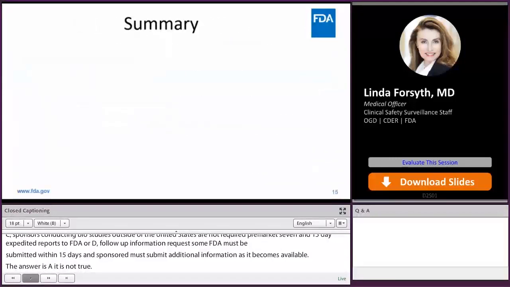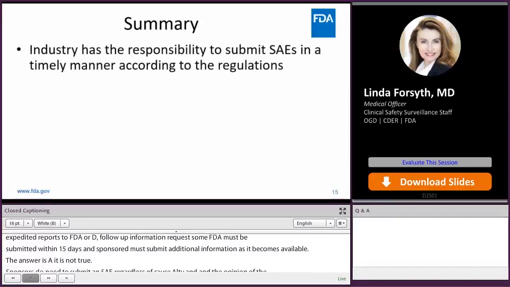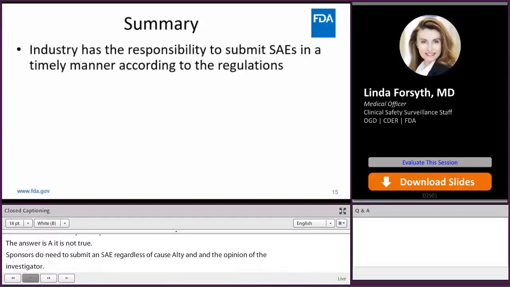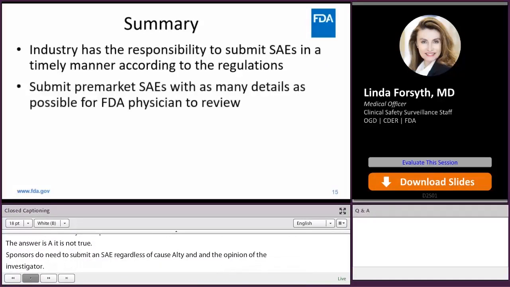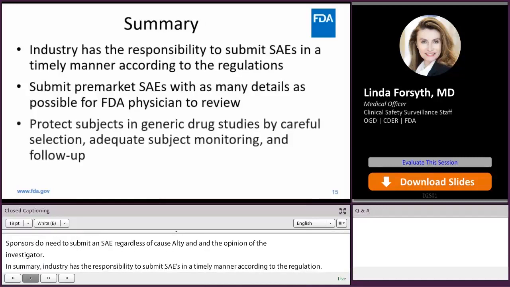So, in summary, industry has the responsibility to submit SAEs in a timely manner according to the regulations. Please submit pre-market SAEs with as many details and information as possible for the FDA physician to review, and protect subjects in generic drug studies by careful selection, adequate subject monitoring, and follow-up.